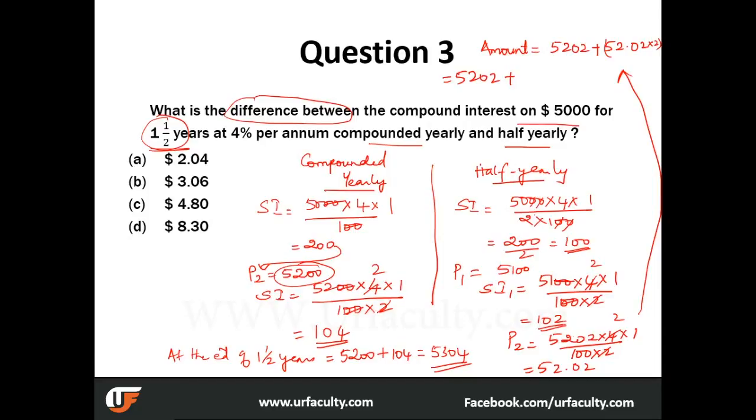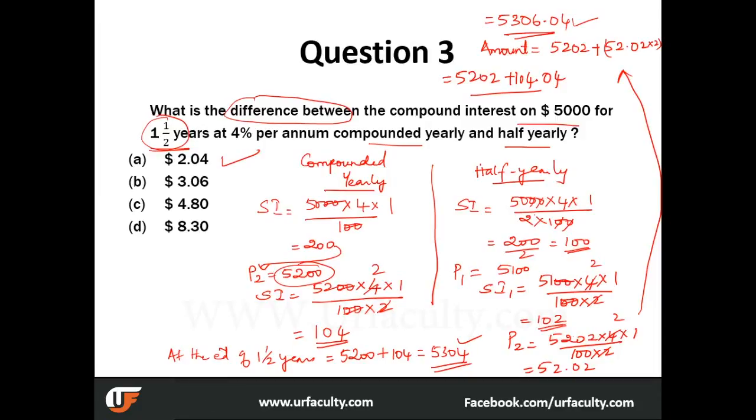52.02 plus 40.4 plus 104.04. So what do you get? You get 5,306.04. So one side of your answer is 5,306.04. The other side is 5,304. So what is your answer? Your answer is 2.04. I hope you are able to understand it.